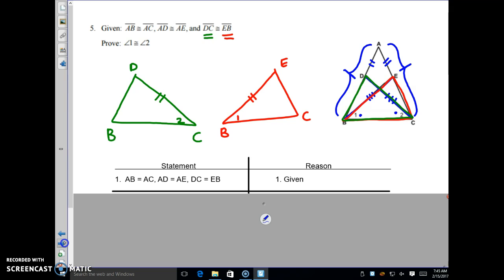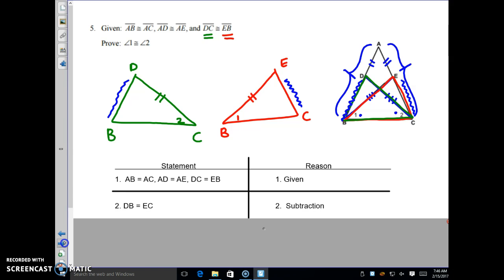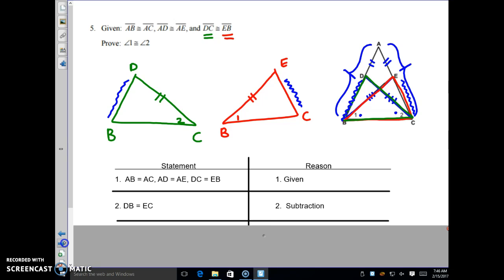Notice that DB, which is right here, is part of that subtraction thing. DB, again, is right here. EC is part of that subtraction thing. EC is right here. So we should be able to get that. You can go ahead and mark that DB equals EC by subtraction, since you have the whole and you have the small piece, and you have the whole and you have the small piece.